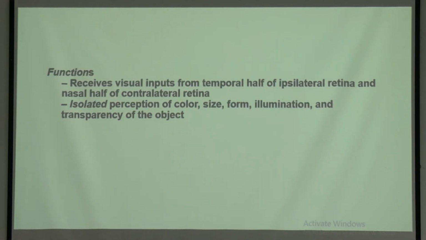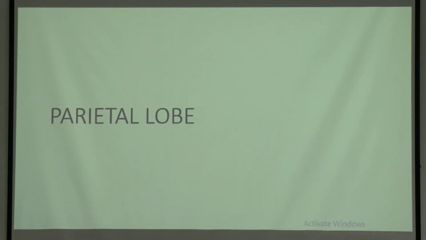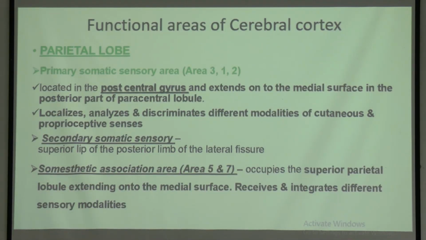Coming to this area, which is coming at the last, I would say, this parietal lobe has one important area which I have separated out. In the parietal lobe, which is lying posterior to the central sulcus, posterior to central sulcus, we call them the post-central gyrus. That particular area is holding what we call area 3, 1 and 2. This particular area 3, 1 and 2, we call the primary somatosensory area or primary sensory area.